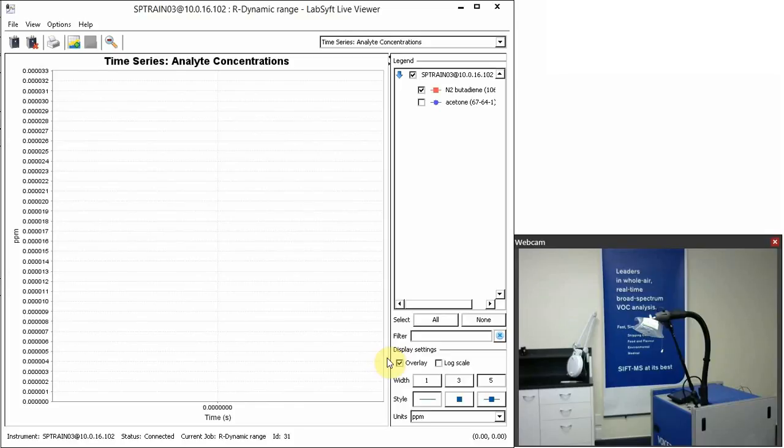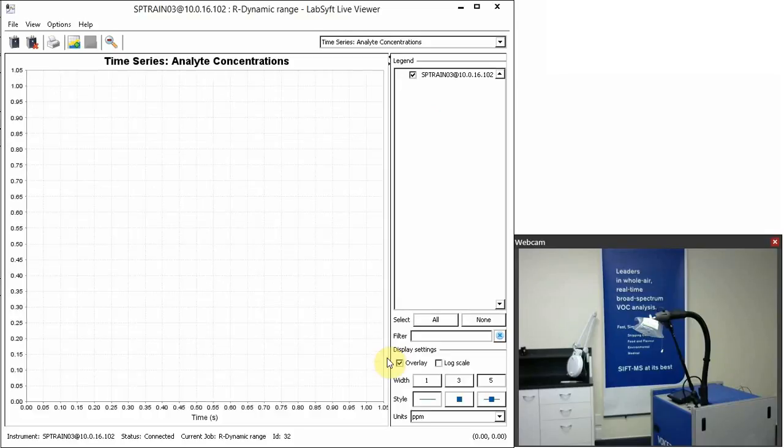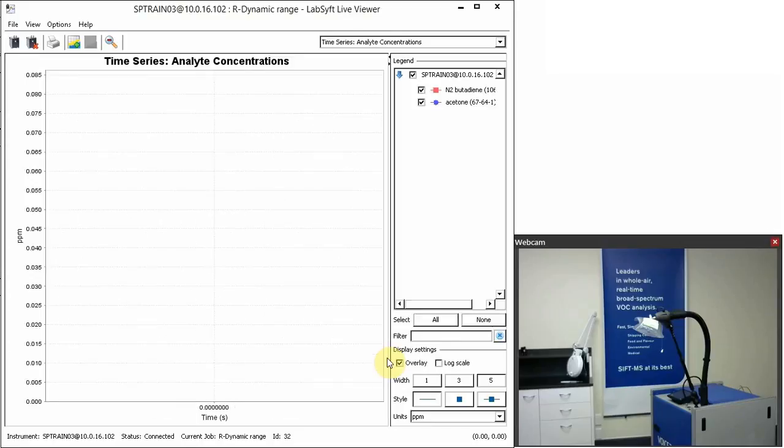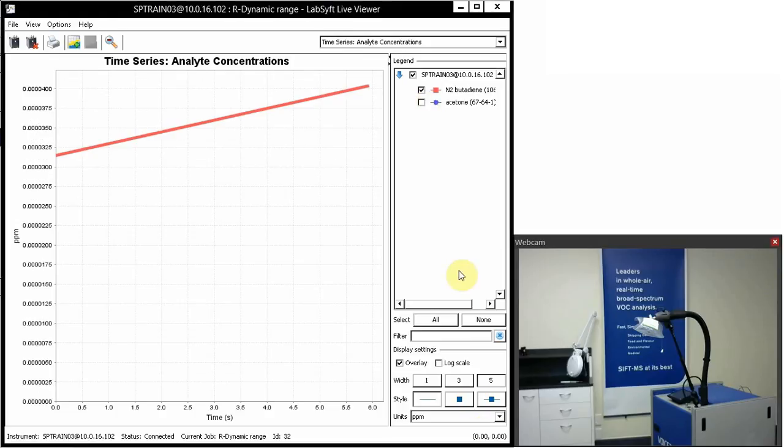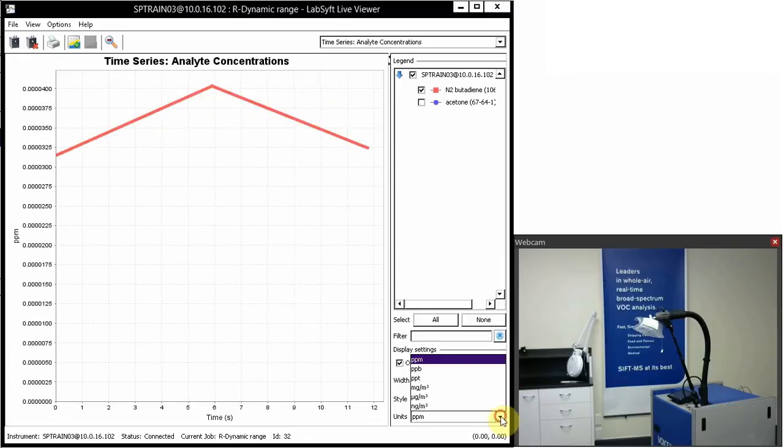We're now going to demonstrate the dynamic range and the linearity of the Voice200ultra. To do this, we have a sample with a trace level of 1,3-butadiene. Now this sample, as you can see, is in a 1 litre Tedlar bag that's connected to the inlet of the Voice200ultra. Now as we start analysing, we can see the concentration of 1,3-butadiene.